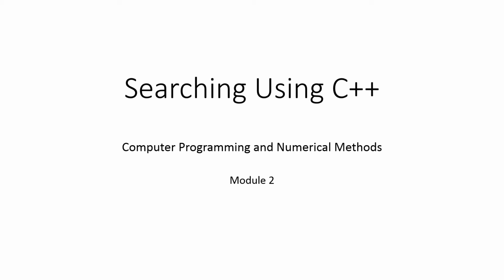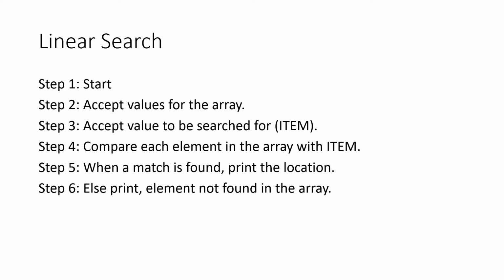Here we are discussing searching programs using C++. Normally we can do two types of searches, that is linear search and binary search. First we will see what is linear search. Searching is finding something, finding an item.